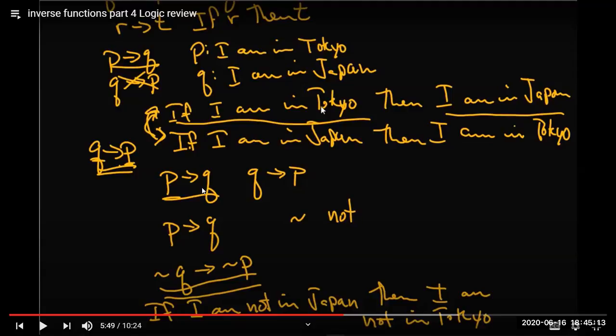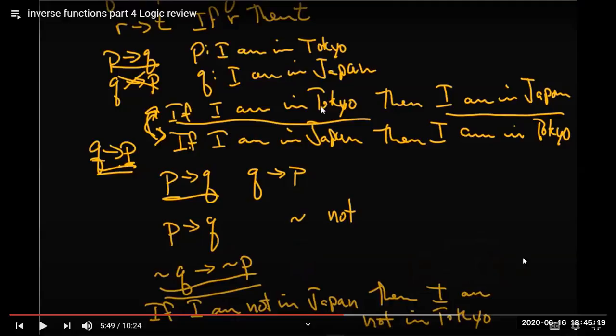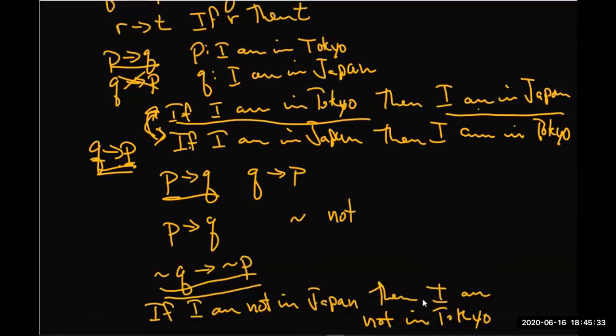Okay, does everyone follow that? This one says, if I'm not in Japan, I'm not in Tokyo. That is equivalent to, if I'm in Tokyo, then I'm in Japan. Those two are logically the same. This says if I'm not in Japan, then I'm not in Tokyo. So we say they're logically equivalent.